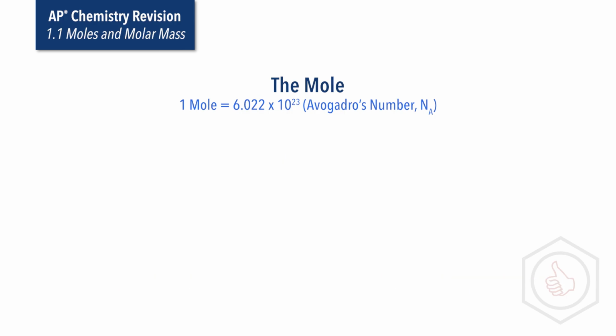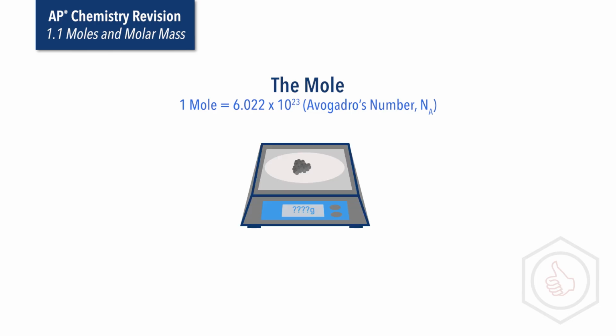Now, these somethings could be atoms, molecules, or formula units, depending on the substance or the nature of what you're studying. The mole is really useful because we can measure the mass of a substance in grams quite easily and then link this mass to the number of particles within the substance being studied.